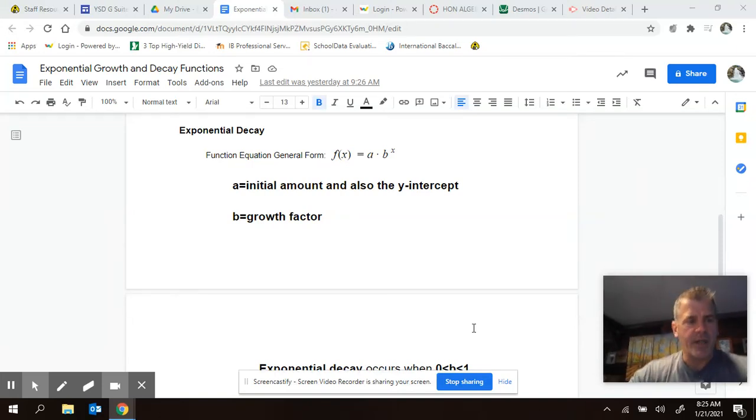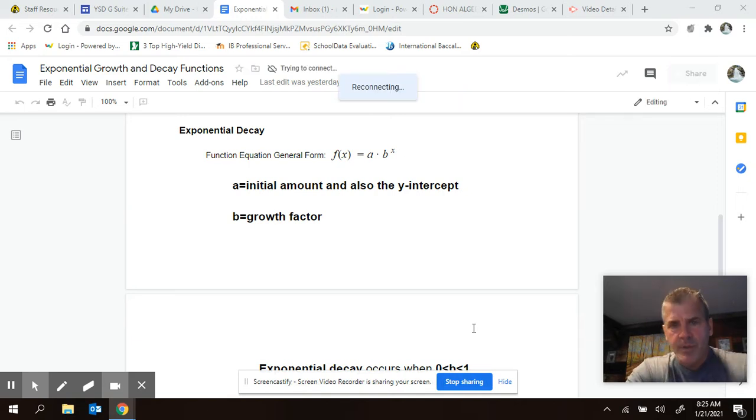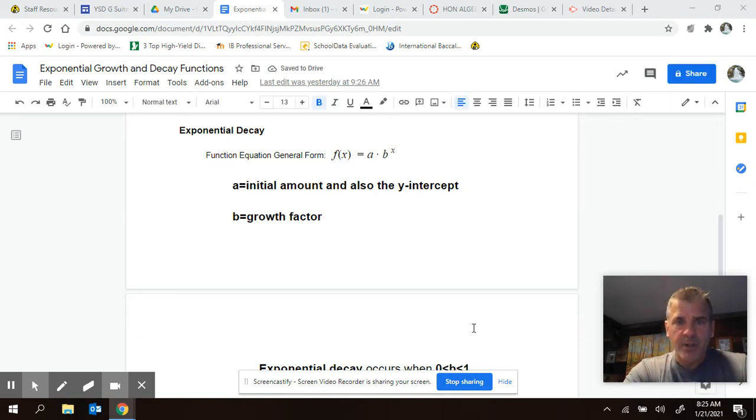All right, let's continue our study here. We're going to move along with exponential decay. You can notice that the general form of the equation is the same. So our A value is still our initial amount. Our B value is our growth factor. But in this case, when we start looking closer, our growth factor is going to be less than 1, but greater than 0. So keep that in mind. So those two values, A and B, start out in the same way.